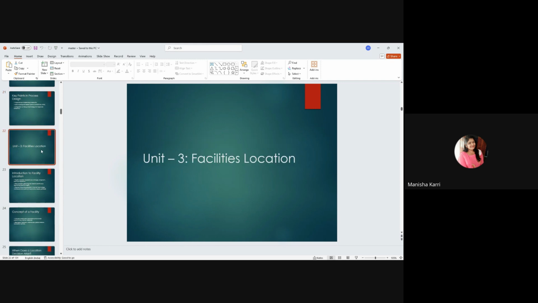So facilities location, how does facilities location have an impact? First of all, what is facilities location? Generally, facilities location is the process of choosing the best place for the business production or service facility, because it plays a very important role. The location affects the cost of operations, how easily products reach customers, and overall business success.